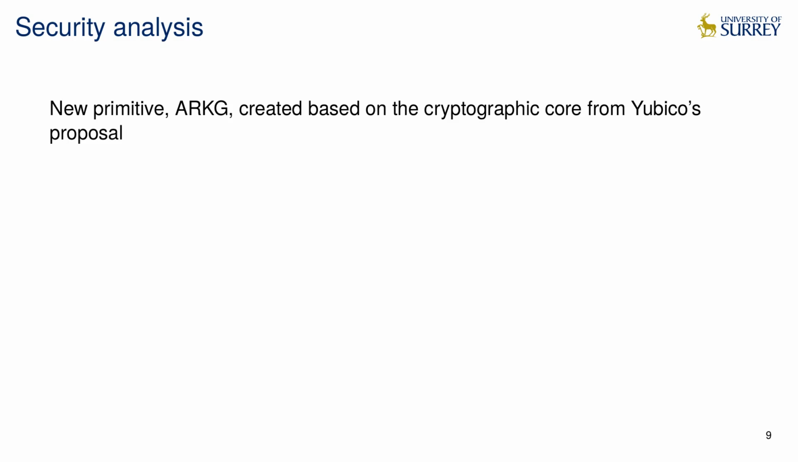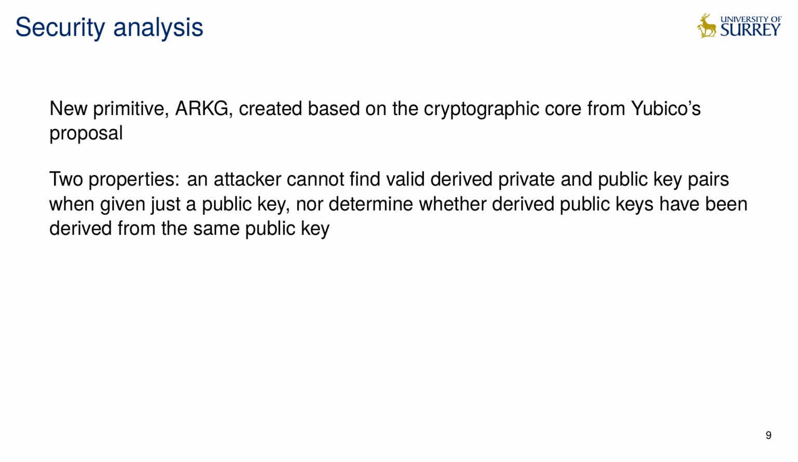In our work, we abstract the cryptographic functionality of Yubico's proposal into a new cryptographic primitive, which we call asynchronous remote key generation, and model its security. We require two properties of an ARKG scheme. The first, when given a public key, valid derived keys cannot be computed by an attacker, and the second, that unlinkability for public keys is provided.